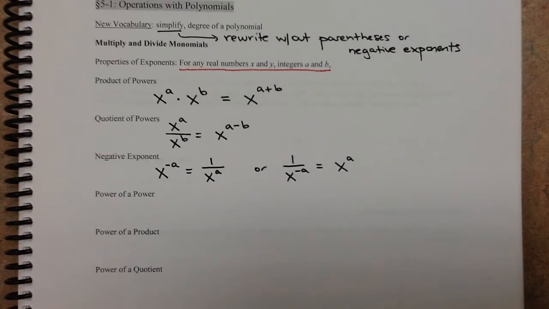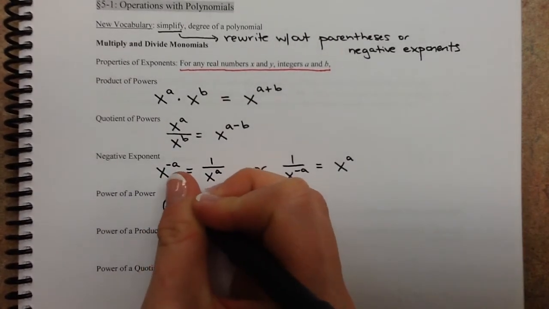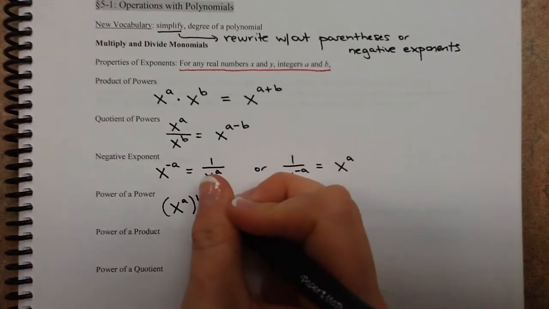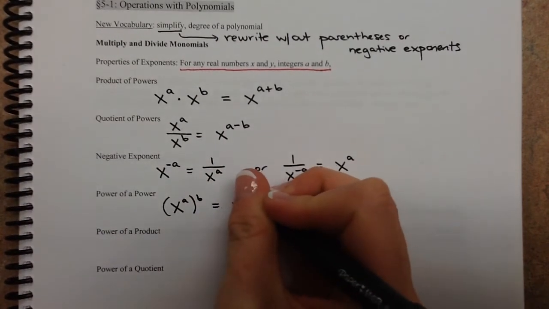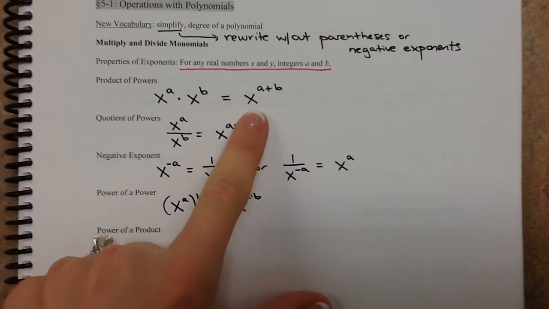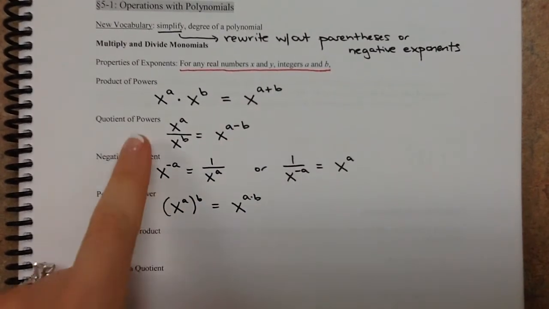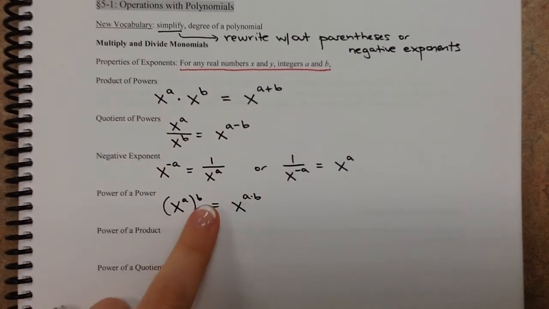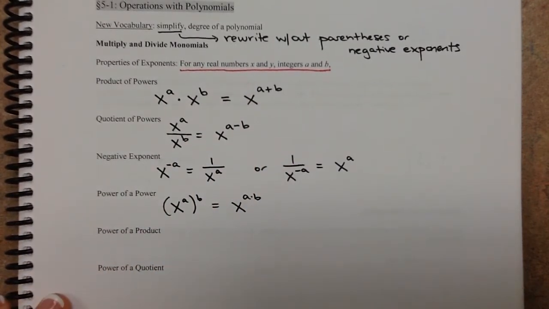Okay, power raised to a power. Let's say you have x to the a in parentheses, and then you raise it to the power of b. In this case, you multiply those together. This one and the product of powers are most commonly confused. With the product of powers, you would have to have two separate bases. That's when you add them. Here, a power raised to a power is when you multiply them.